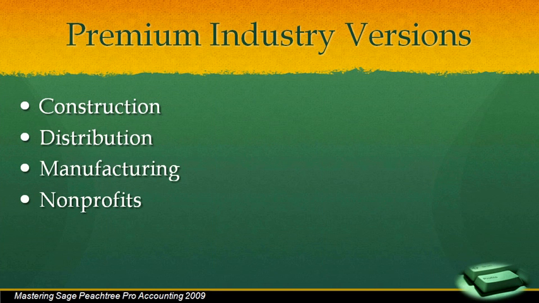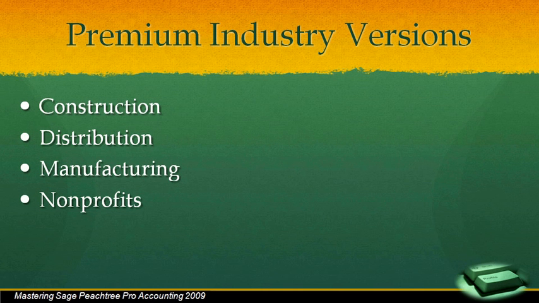Within the Premium version of Peachtree 2009, we also have industry versions. These are primarily created for construction, distribution, manufacturing, and nonprofits. As you take a look at this list, you probably can figure out what the differences are. For example, if you work in a construction business, you probably work with subcontractors, you have a lot of labor, maybe some retainage, or maybe you have progressive billing, where somebody pays a deposit and then other parts as you go throughout the project with a final payment at the very end.